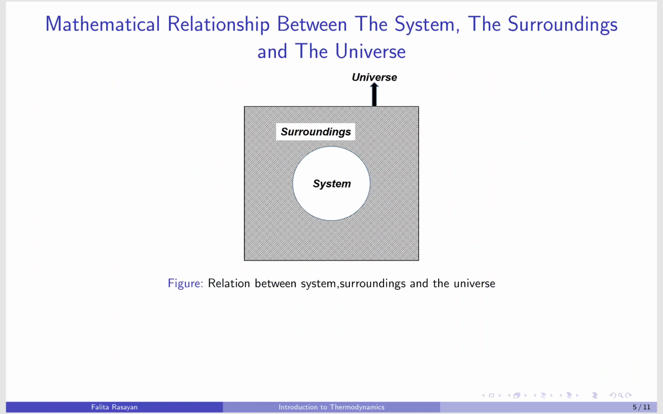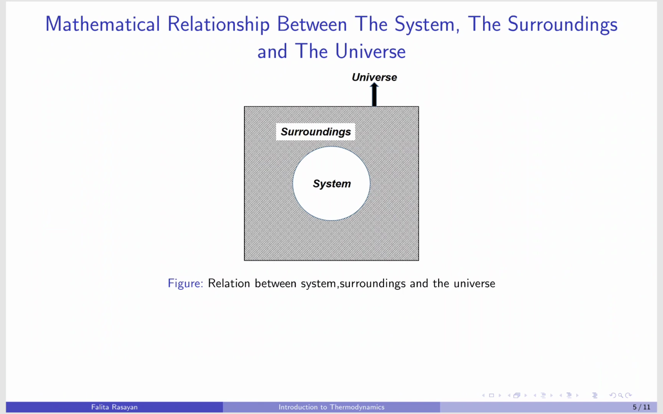Moving forward, let us see this Venn diagram. This Venn diagram appropriately depicts the relation between system, surroundings and the universe. The square box is the universe. The circular area which is not shaded is the system. The shaded area is the surroundings. The universe comprises the surroundings as well as the system.